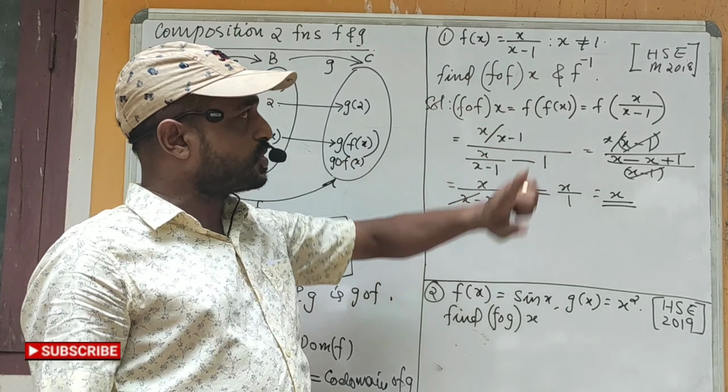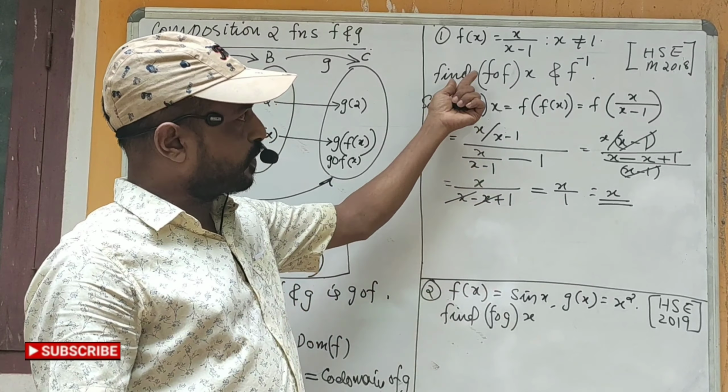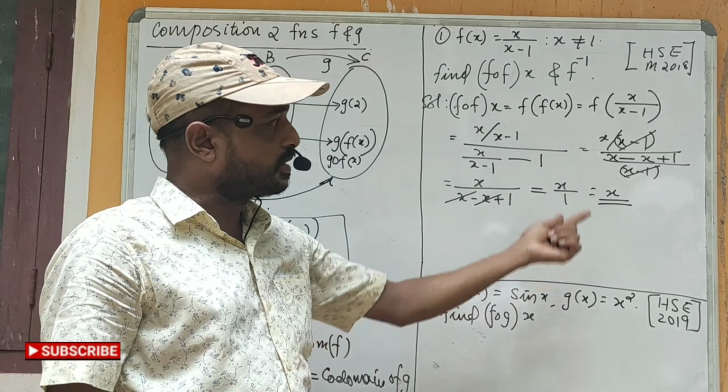What is f composition f of x? It is x itself. You must note this thing. If f composition f of x is equal to x, what is x? It is the identity function. If f composition f of x is equal to x, then what does it mean? f inverse is equal to f itself. You must understand that point.